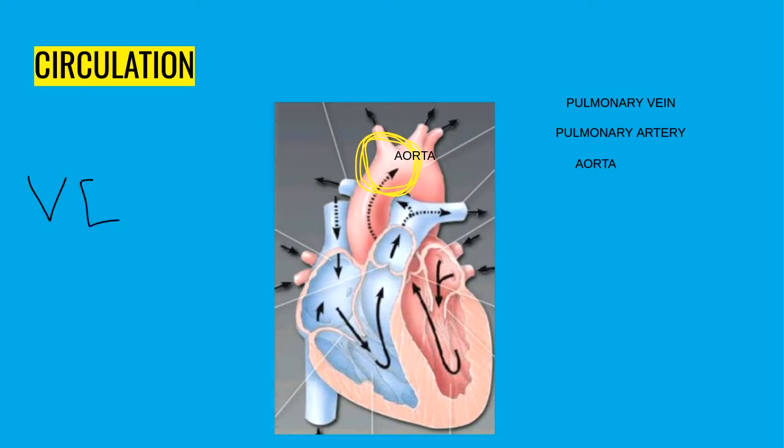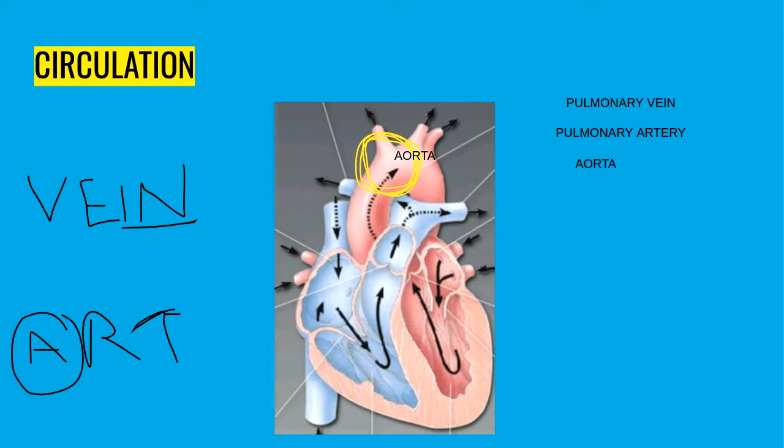The way that I like to remember that is vein ends in "in," so it goes into the heart, and then artery sounds like "out," or you can think of A as standing for away from the heart. So veins go into the heart, arteries go out of the heart. So then what about this? Pulmonary means it has to do with the lungs. So these two blood vessels are traveling between the heart and the lungs. So the pulmonary vein, does it go into or out of the lungs?